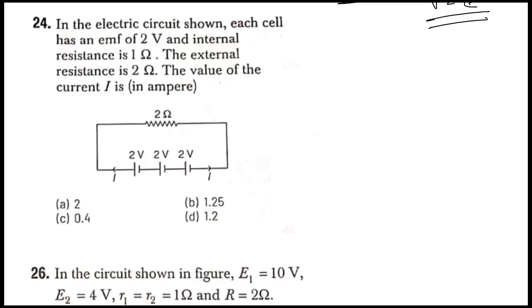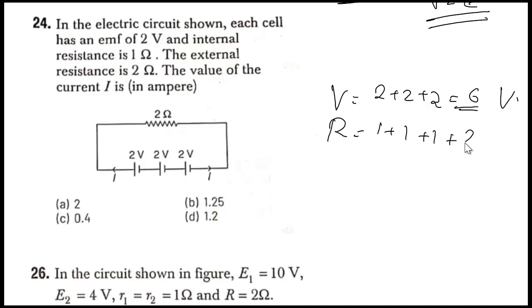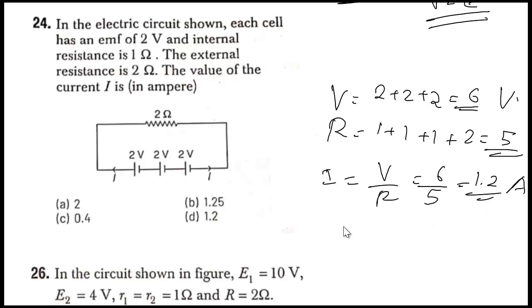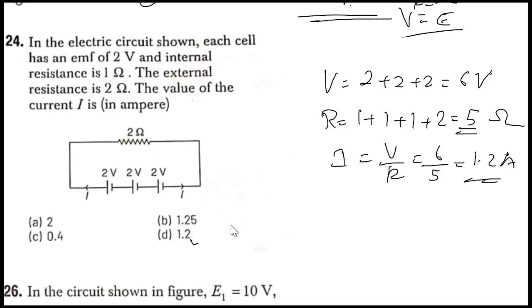So here what will be the total EMF of the circuit? V equals 2 plus 2 plus 2, so 6 volt. R, what will be the effective resistance? All are connected in series. So 1 plus 1 plus 1 and one external resistance also there. So 5 ohm. I will be equal to V by R, 6 by 5, that is equal to 1.2 ampere. Okay, clear? So this is the current in the circuit. The value of current is 1.2 ampere. Okay, so we are moving to the next question.